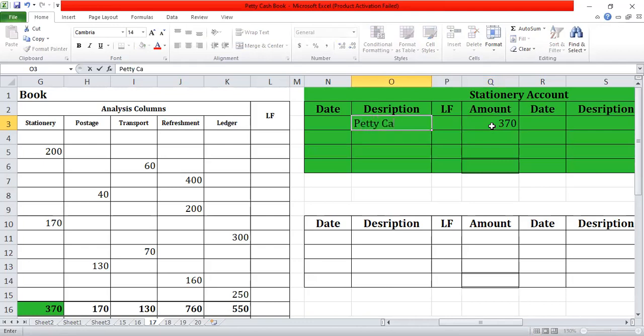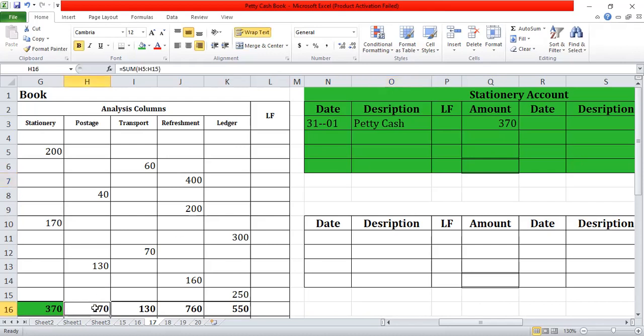Petty cash, the date is 31st of January. Stationery. Debit the stationery account, because listen to me, all these things are credited in the petty cash book. What you do is just debit it. Debit the expenses. Debit the payments.